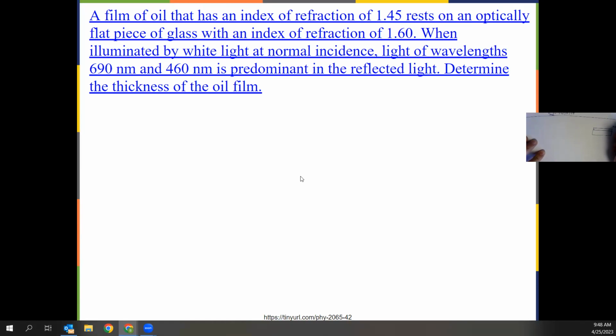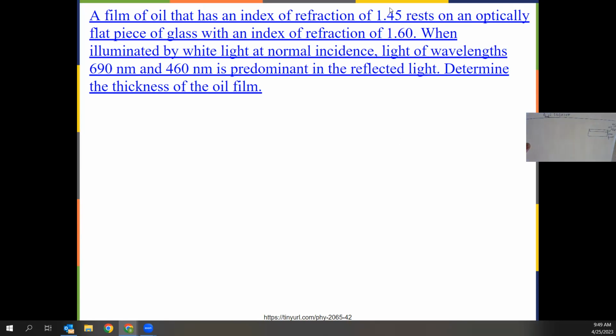So we have air, oil, and glass. Air will have index of refraction 1, right? Oil, it says 1.45, glass, it says 1.60. So N1, N2, and N3, okay? And this is the case N1 less than N2 less than N3, okay? So it says when illuminated with white light at normal incidence, light of wavelengths 690 and 460 nanometers is predominant in the reflected ray. Determine the thickness of the oil film, okay?